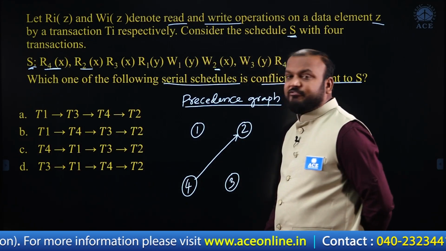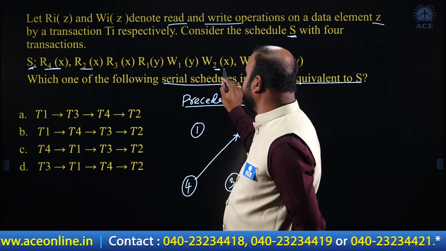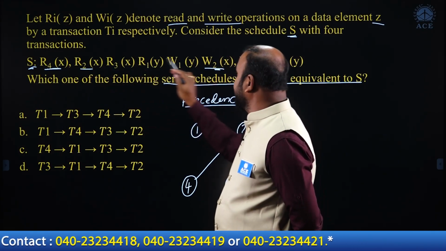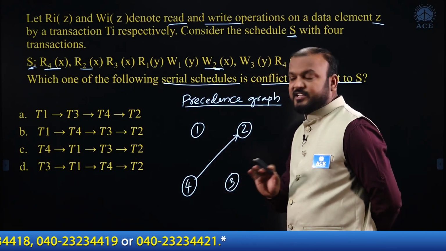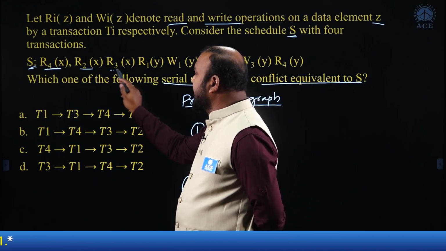R2X conflict with write X of other transaction. Look at write X's. This is write X. This is a transaction 2. It is also a transaction 2. Same transaction will not conflict. Why? No conflict operations. R3X.